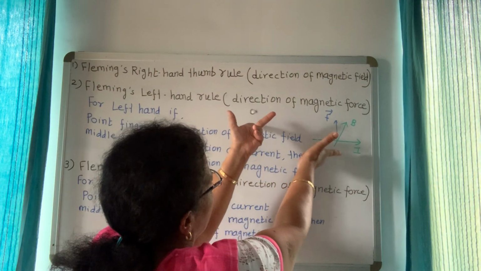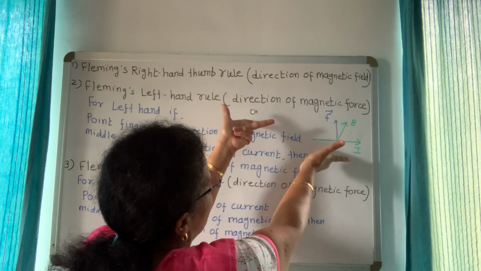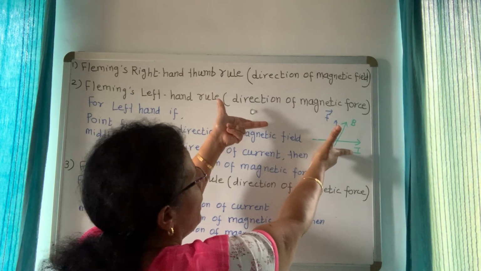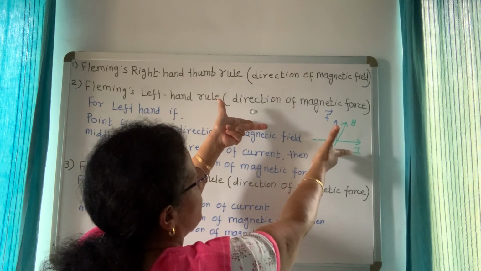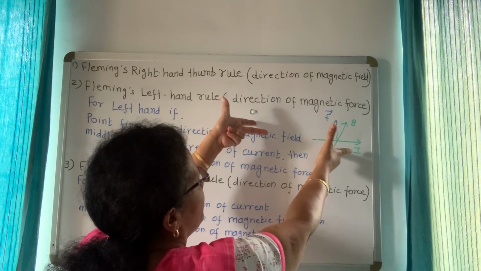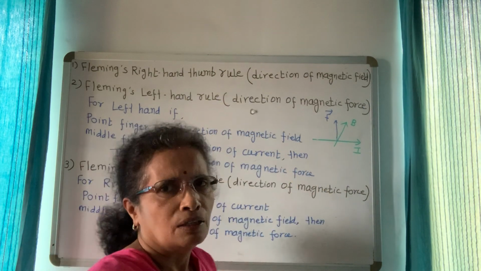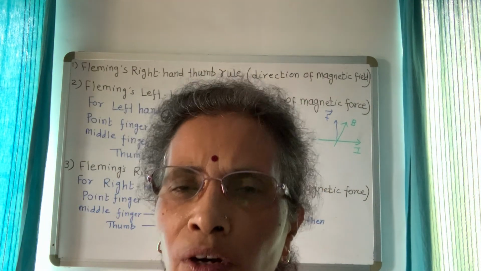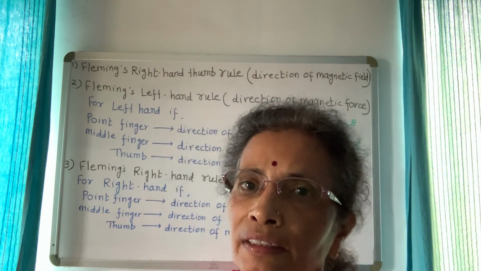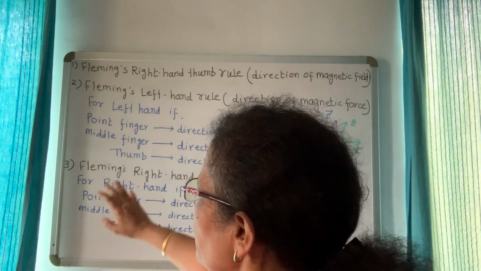In the left hand rule, the point finger represents the field, the middle finger represents the current, and the thumb represents the direction of magnetic force. So both thumbs are in one direction, in the upward direction. So the magnetic force is in the upward direction. So by using the left hand rule or right hand rule, we can obtain the same result, that is the direction of magnetic force. Right? Why am I telling this?